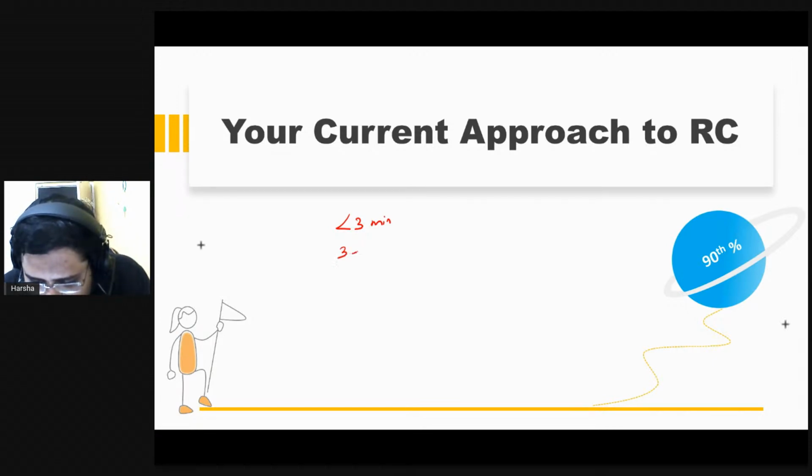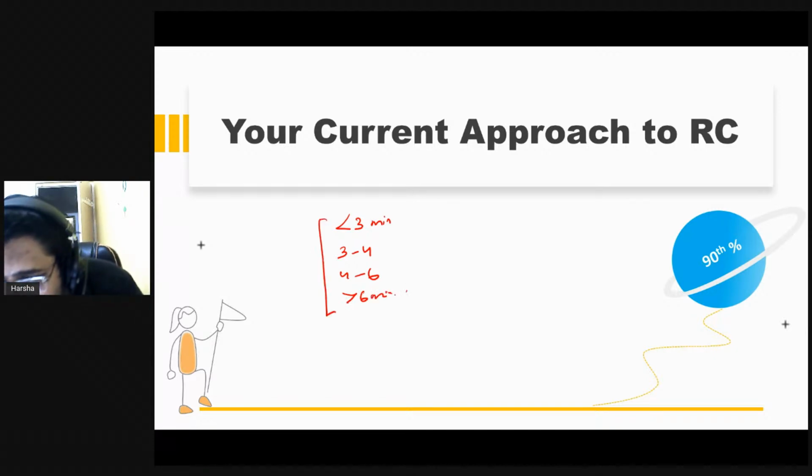Does it take you somewhere between 3 to 4 minutes? Does it take you between 4 to 6 minutes? Or does it take you greater than 6 minutes? How long does this typically take you?